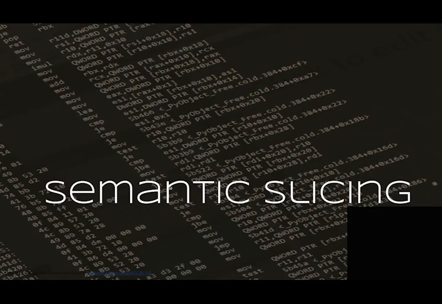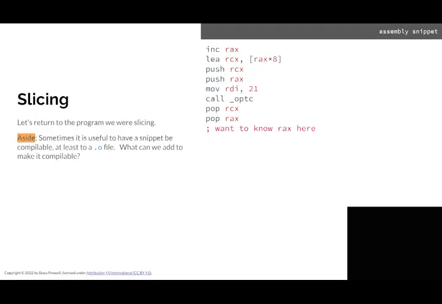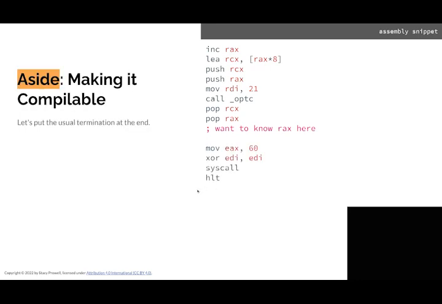So now we have a notion of semantics, and we've talked about program slicing. Let's combine the two, and let's talk about semantic slicing. This is the program we've been slicing. And sometimes it's useful to have a snippet that can be compilable. And what can we add to this to make it compilable? Well, we can stub out the end, right?